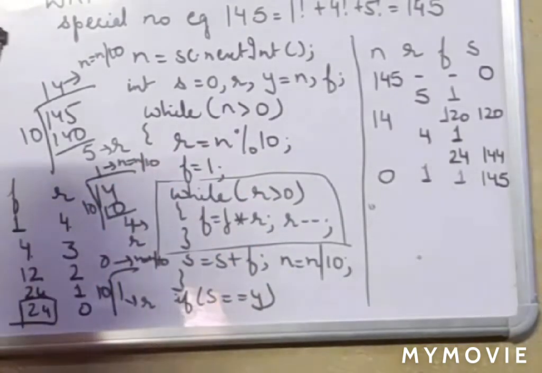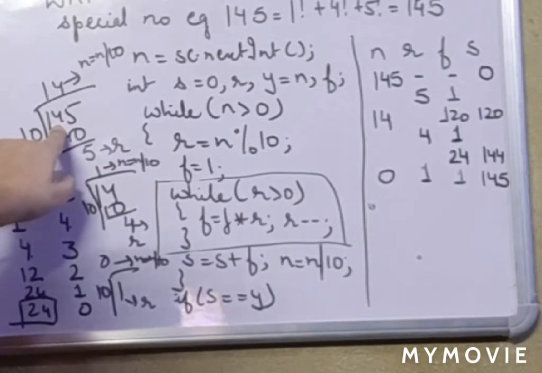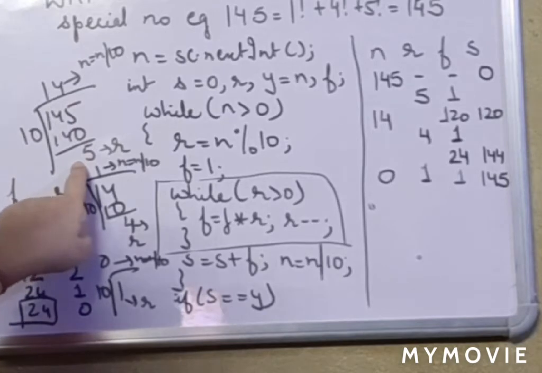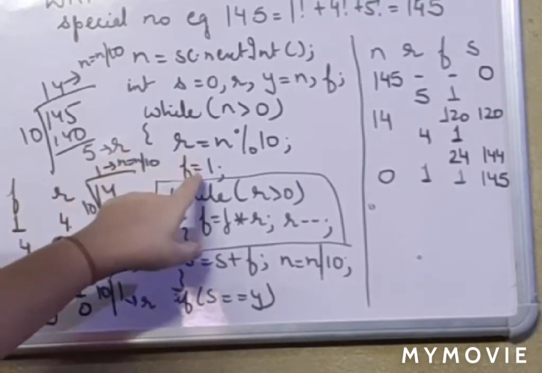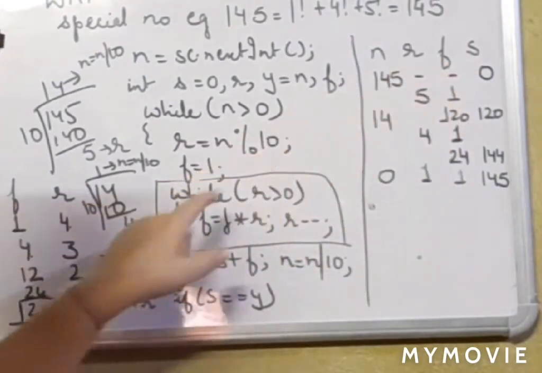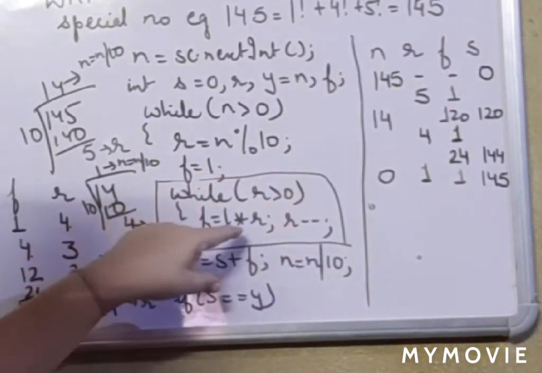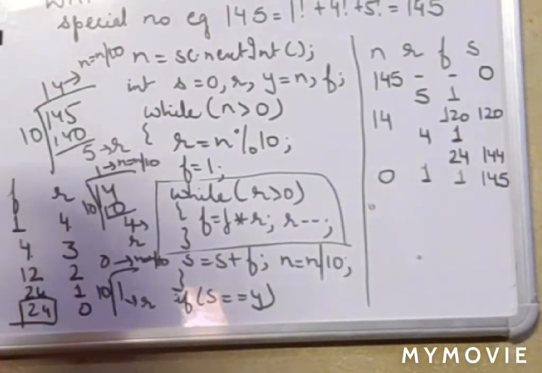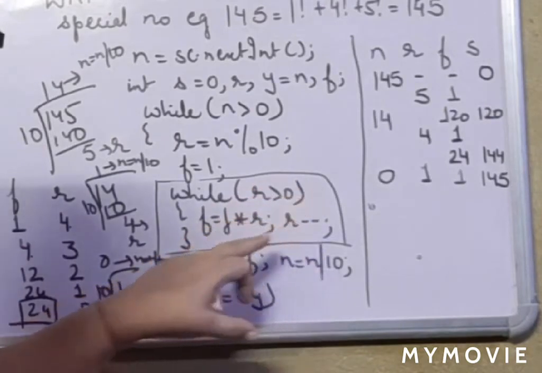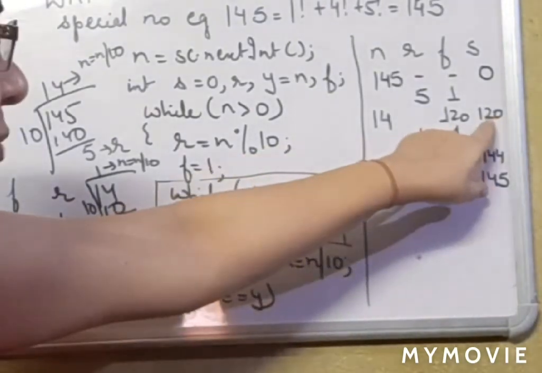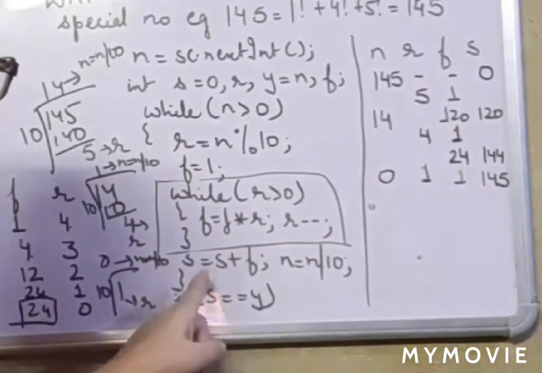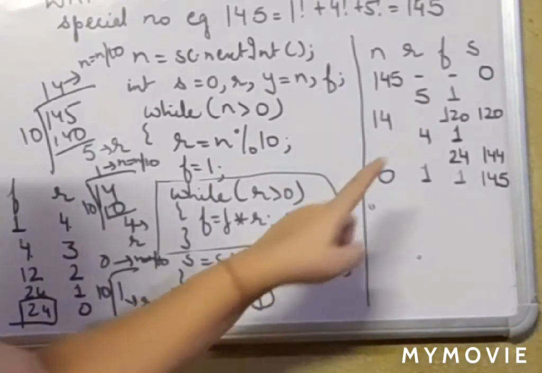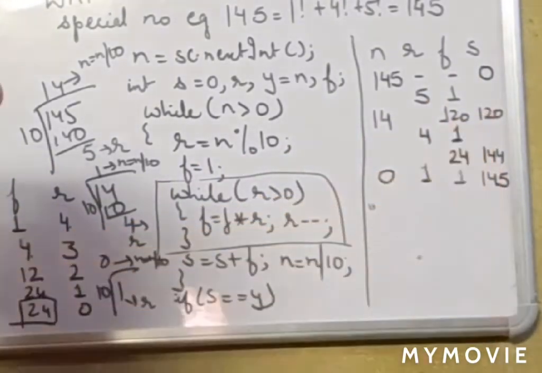R is equal to n mod 10. We'll first of all divide 145 by 10. 10 14s are 140, you get 5 as a remainder. So the value of R presently is 5. F is initialized to 1. While R greater than 0, F is equal to F into R, R minus minus is the factorial logic which we saw a little while ago, in which the factorial of 5 calculated will be 120. This calculated factorial will be added to S, S plus F. So 0 plus 120 will give you 120.